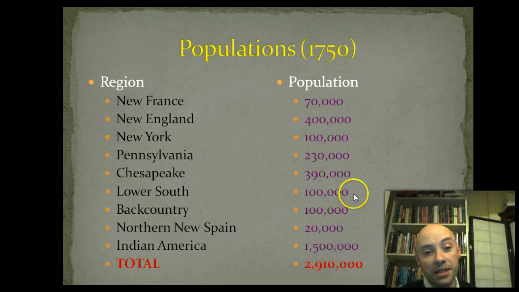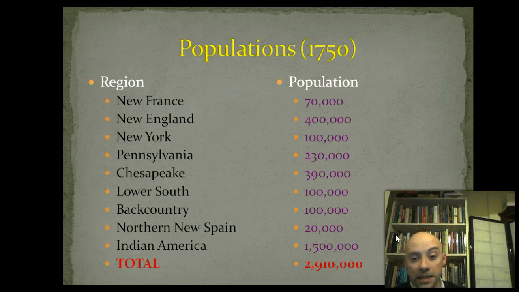And then when you get into the South, the lower South and back country, which would be Georgia, you see smaller populations because, again, there are relatively few settlers. It's largely a small aristocracy ruling a slave population that's laboring on the plantations. Northern New Spain, which would be Florida, is very sparsely populated, only 20,000. And then the total number of Indians or Native Americans is 1.5 million within the colonial regions.